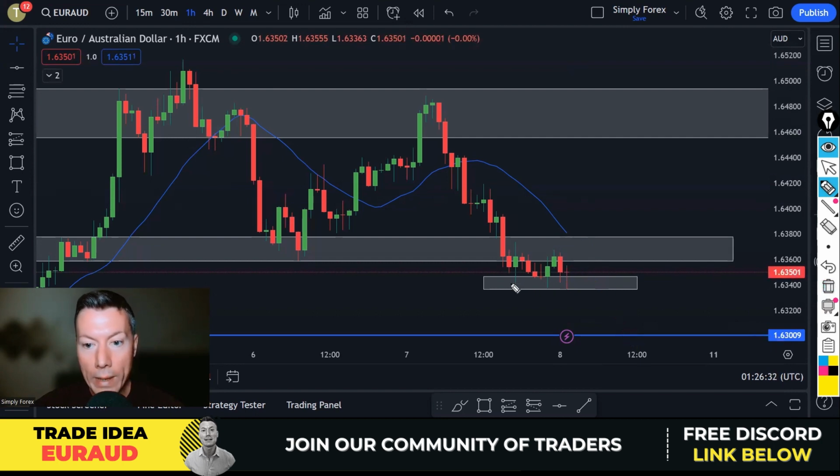Or we get a break of these lows. Maybe it doesn't retrace into here. Maybe it just breaks these lows, we get a bit of a retrace, and then we can sell it back down to this level. So simple, guys, simple price action. If it starts breaking this H1 and starts coming back into here, not interested, guys. It needs to do one or the other.